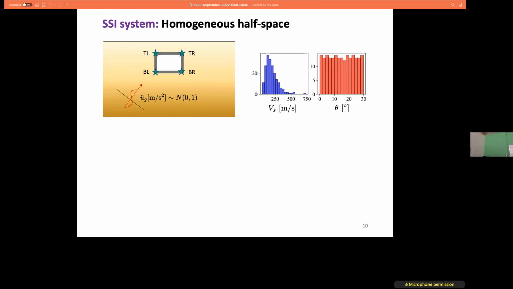Now let's see how it works if I have my soil structure interaction problem. As a very first experiment, we considered the homogeneous half space. However, I assume my velocity in that domain has some distribution, a log normal distribution that you see here. I also consider some variation in the angle of incidence. We define a uniform distribution for that, changing from 0 to 30, and 30 is relatively close to the critical angle we can consider for this problem.